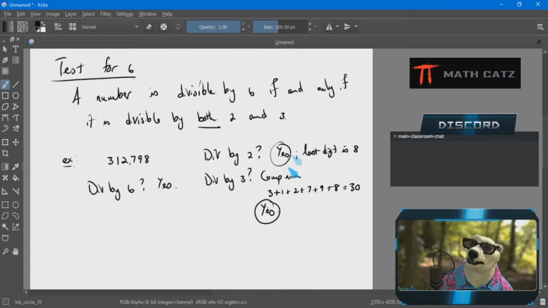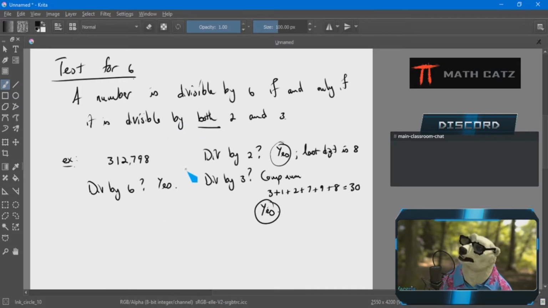But as soon as one of them fails, let's suppose I had a different digit here, my comparison number isn't divisible by 3 anymore, even though it is even, it's not going to be divisible by 6 anymore. For 6, I need both 2 and 3 at the same time.